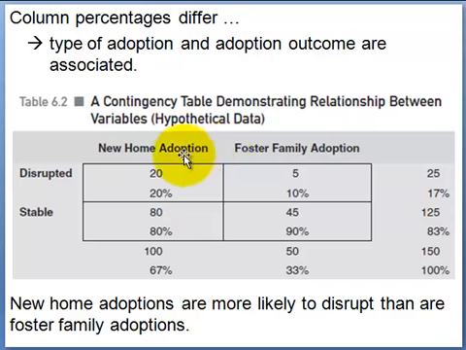We did our recent calculation of difference in percentages using the top row, but one may use either row of the table. So let's go ahead and use the bottom row, so that we could, for instance, take the 80% of new home adoptions and subtract the 90% stability figure for foster family adoptions, and we'd end up with minus 10%.